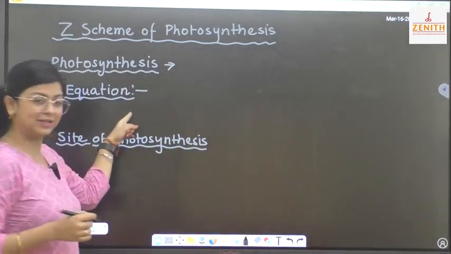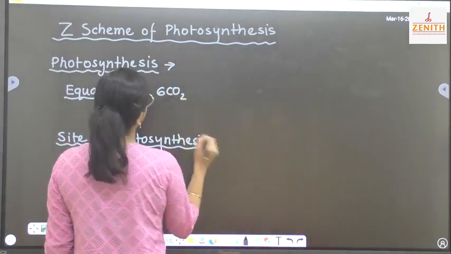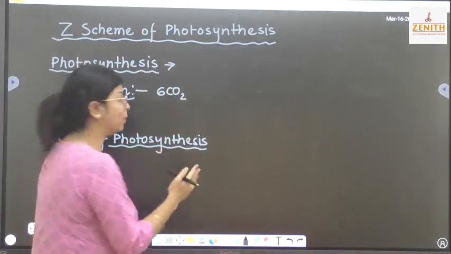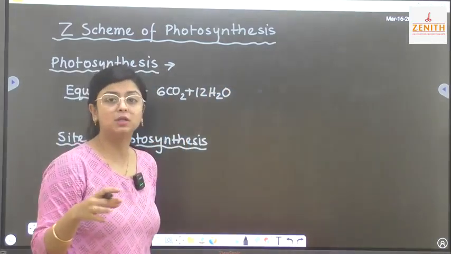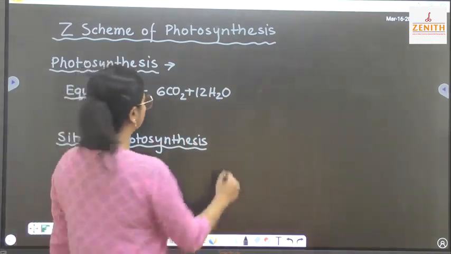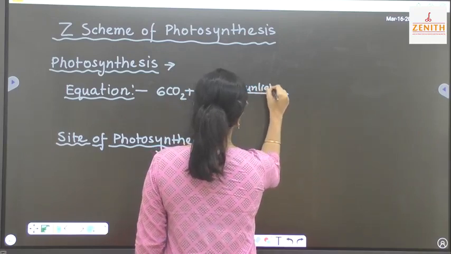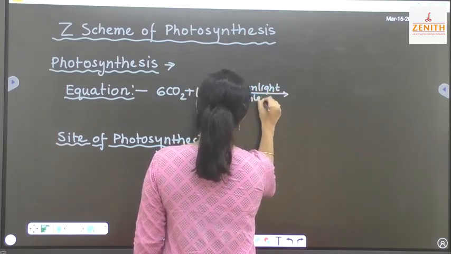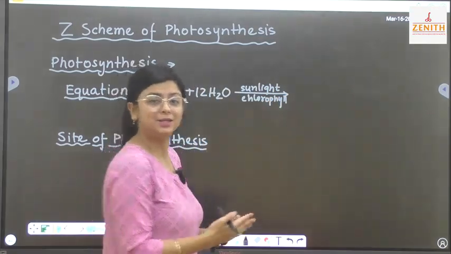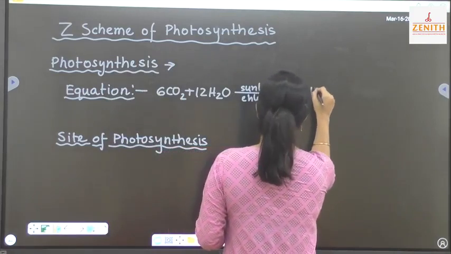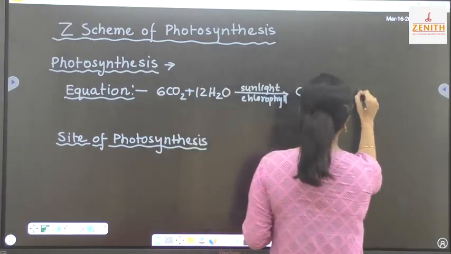So the basic equation of photosynthesis is 6CO2, which they take from the atmosphere by the stomata, plus 12 water molecules, that the water they are taking from the soil by the help of the root. In the presence of sunlight and the most important, the green pigment chlorophyll, they are now forming the glucose, which is C6H12O6. As a byproduct, they are forming oxygen.